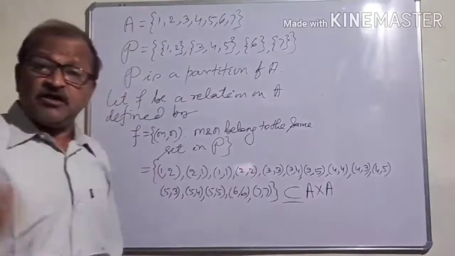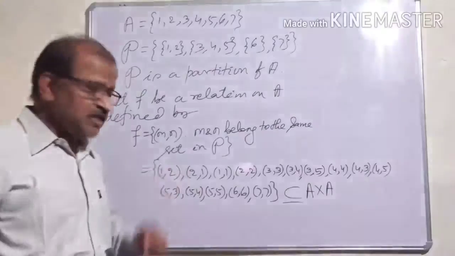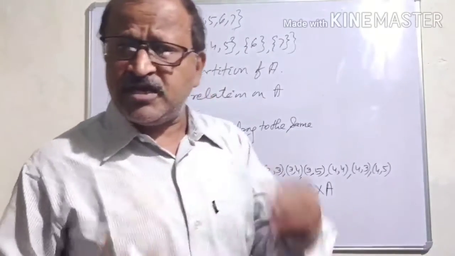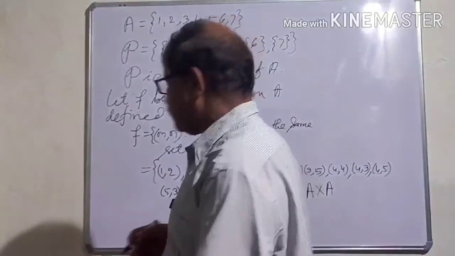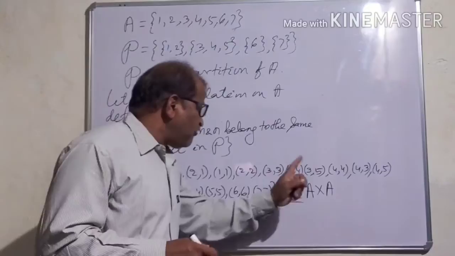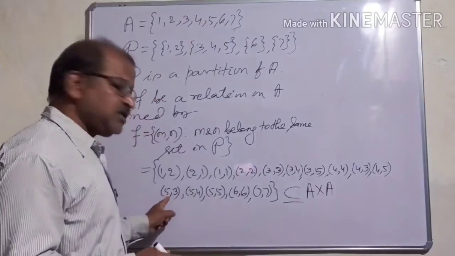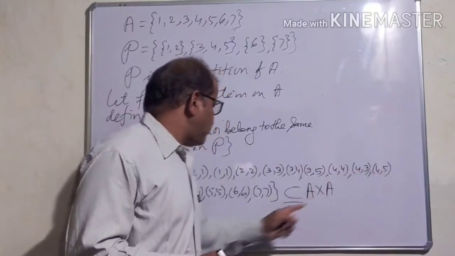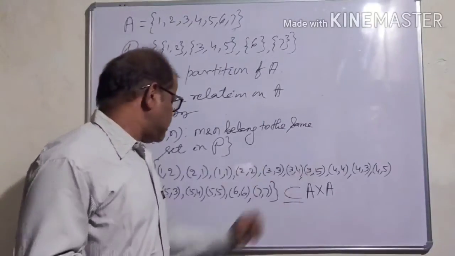Let us test the symmetry. We just alter the elements. 1 2, yes, 2 1 is there. 2 1, 1 2 is there. If x is related to y, then y should be related to x, according to the definition of a symmetric relation. Now here you see 1 1, 2 2, 3 3, 3 4, 4 3 must be there. Yes, there is. 3 5, 5 3 must be there. Yes, 5 3 is there. 4 4, 4 3, 3 4 here. 4 5, 5 4 is here. 5 3, 3 5 we have seen. 5 4, 4 5 we have seen.